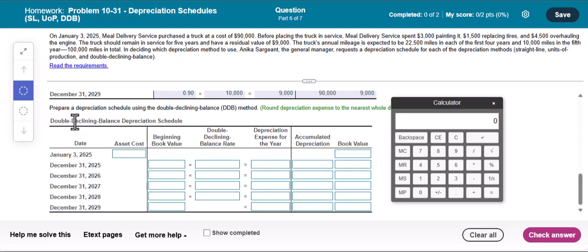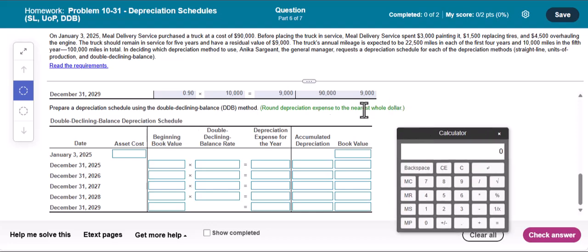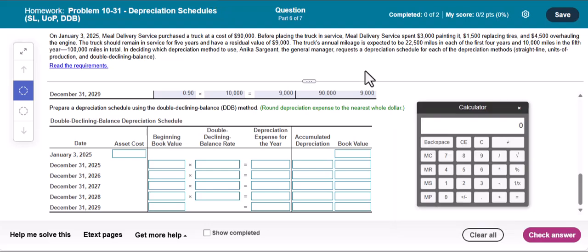So we have to prepare that here, and we round this depreciation expense to the nearest whole dollar. So keep that in mind there. So on this homework problem, if you want to use Excel, you can go ahead and do that because, again, a lot of times in the real world, we'll be using Excel for depreciation schedules. So again, our asset cost is going to stay the same for date of purchase with that 99,000, and book value does not change on the date of purchase.